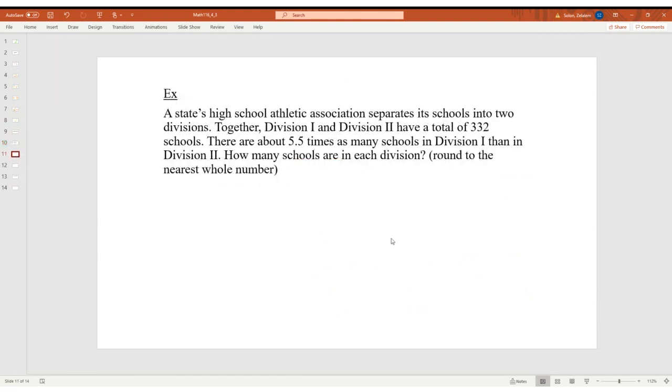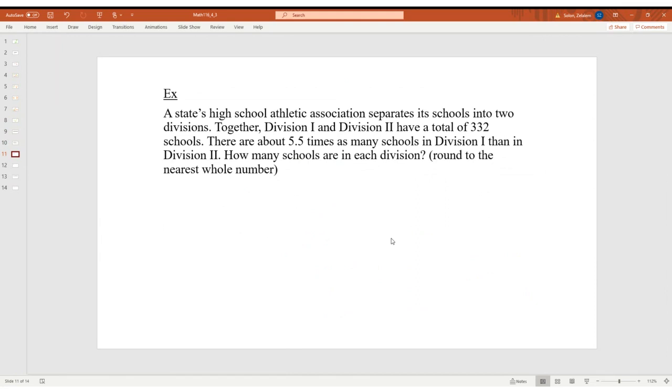Okay, we have one example here. A high school athletic association separates its schools into 2 divisions. Together, Division 1 and Division 2 have a total of 332 schools. So we are given Division 1 plus Division 2 is 332. There are about 5.5 times as many schools in Division 1 as in Division 2. So Division 1 is 5.5 times Division 2. How many schools are in each division? So the unknowns are the number of schools in each division.